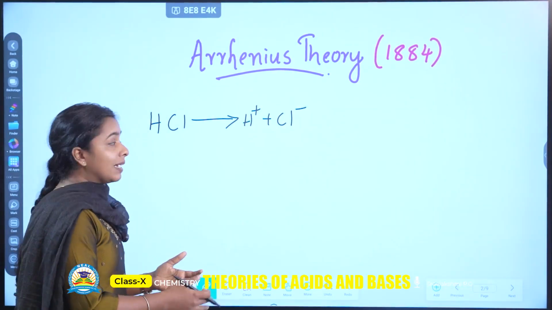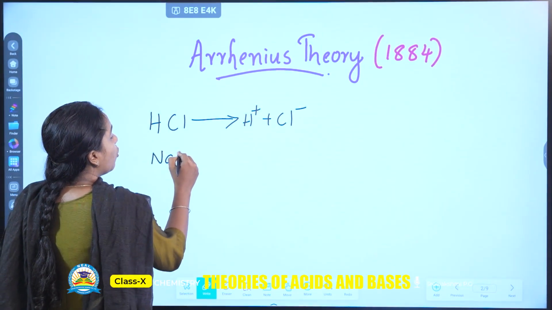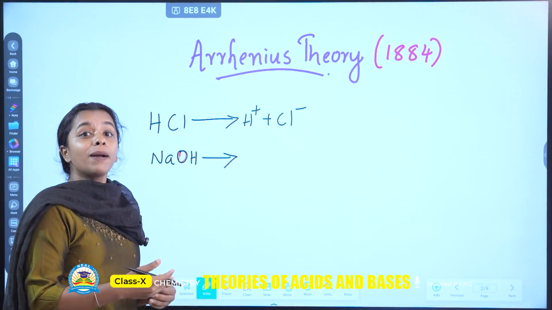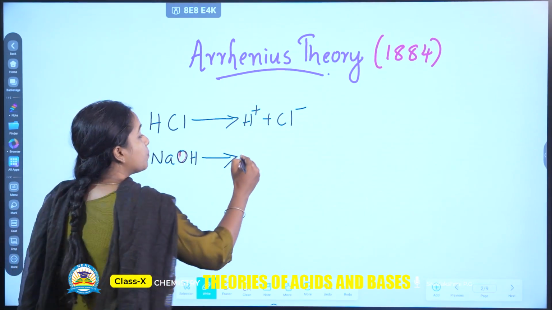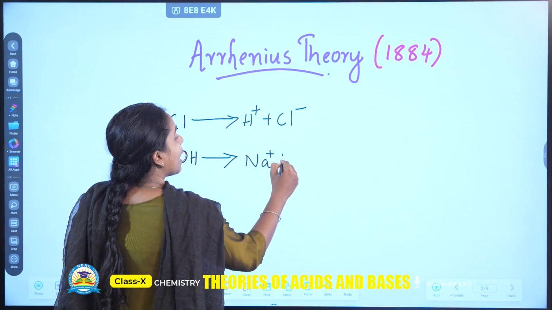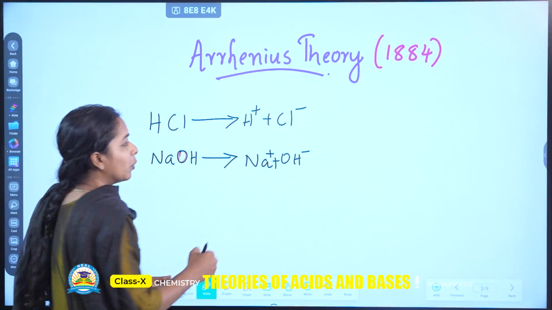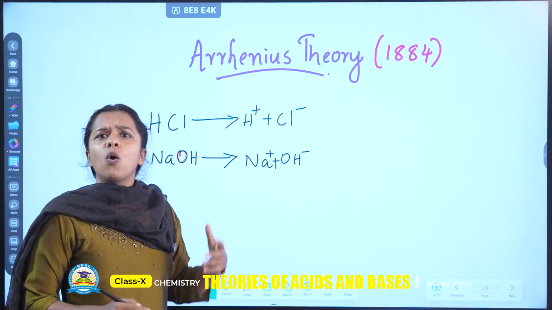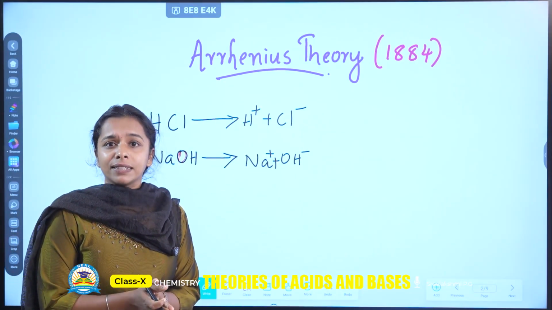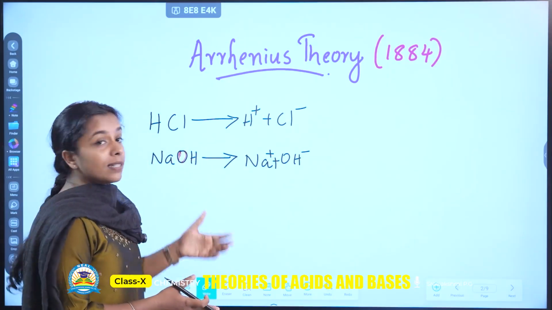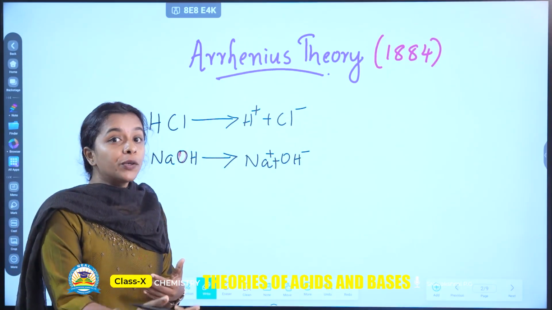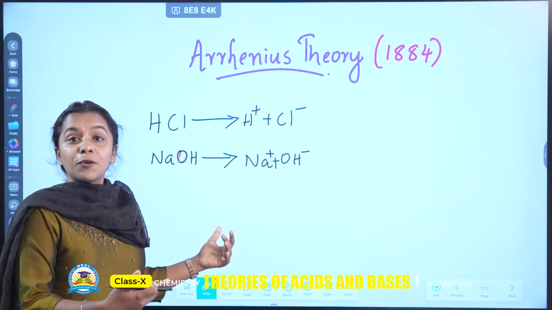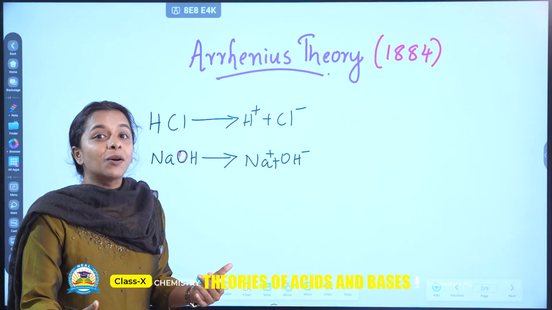And what about a base? Yes, as we discussed, NaOH. What is NaOH? Sodium hydroxide. The sodium hydroxide when dissolved in water produces Na+ and OH-. Okay, so here acid is producing H+ ions and base is producing what? OH-. That is what Arrhenius said. When you dissolve some substances into water, if they can produce H+ ions, then they are known as what? Acid, and a base will produce what? OH- ions when dissolved in water.